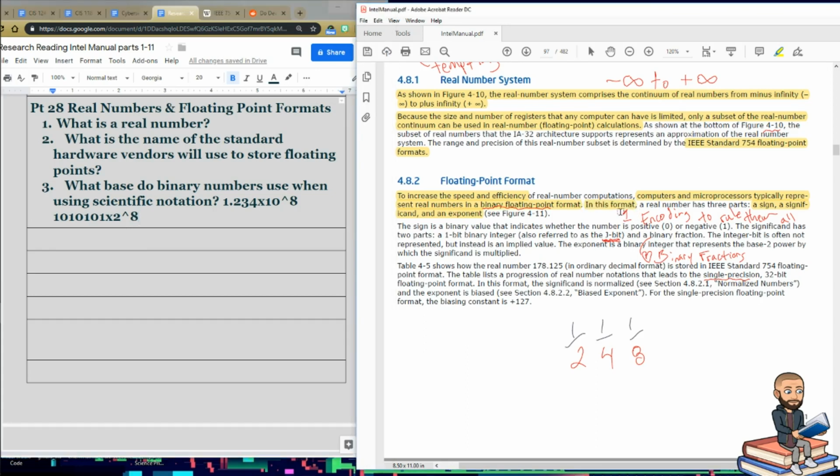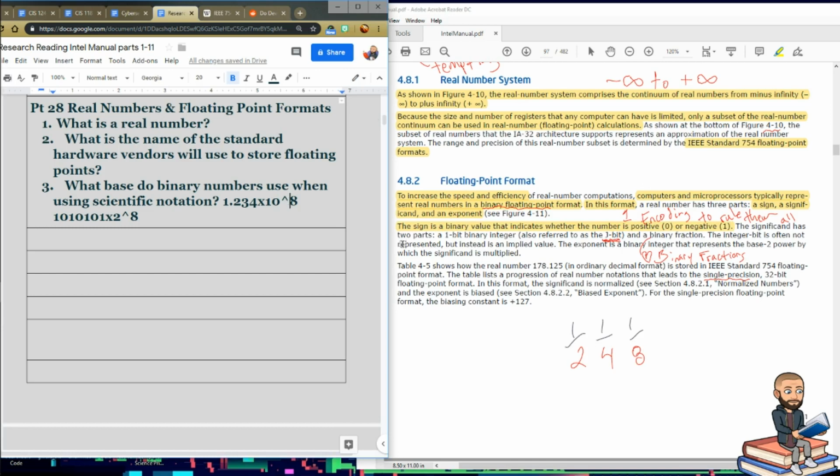And I make this joke right here, one encoding to rule them all, because it says microprocessors typically represent real numbers in a binary floating point format. So that's the typical encoding. Now the sign is a binary value that indicates whether the number is positive or negative. You know that already. And don't forget, we could have negative values here.